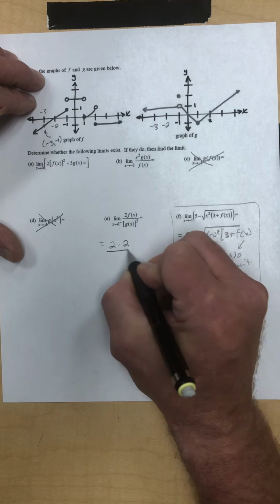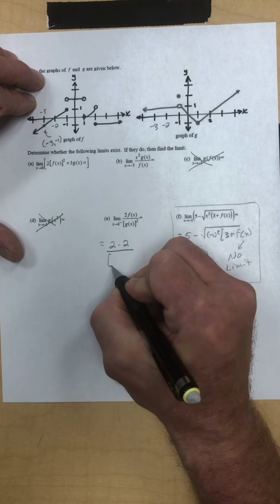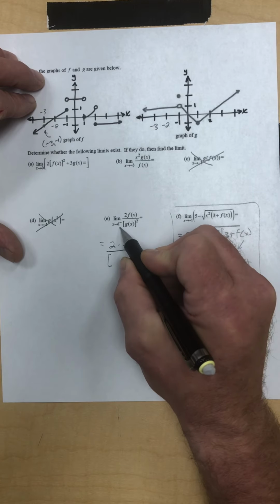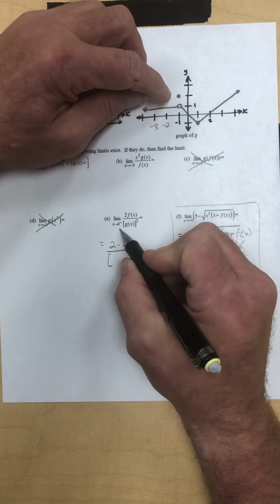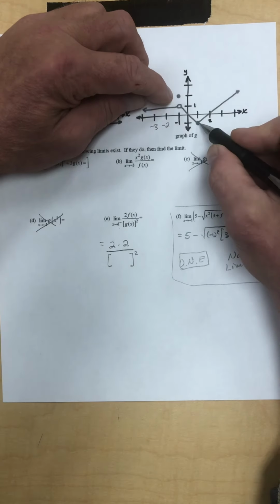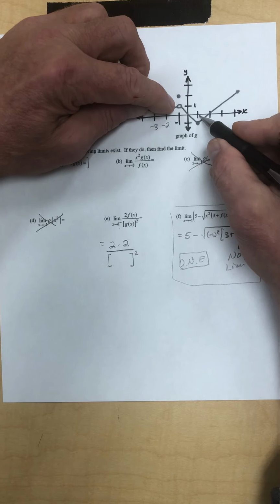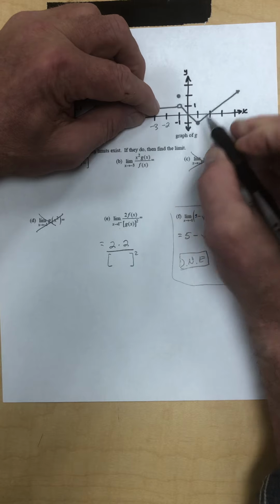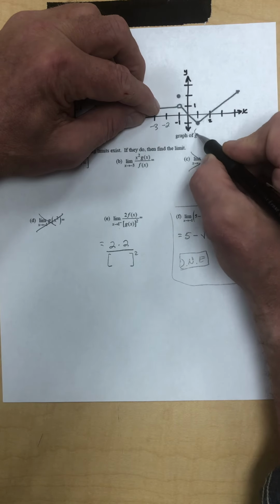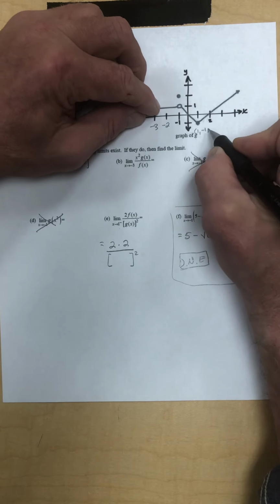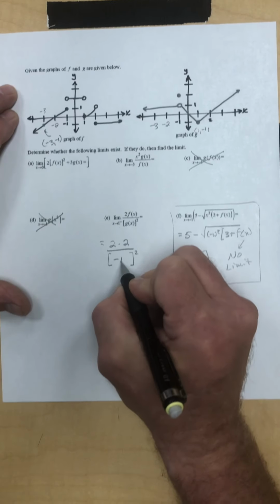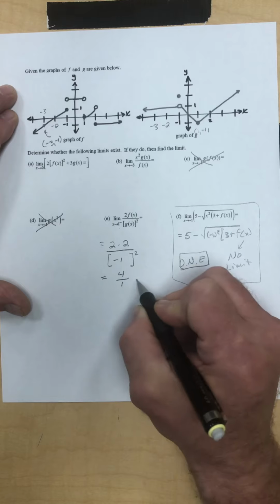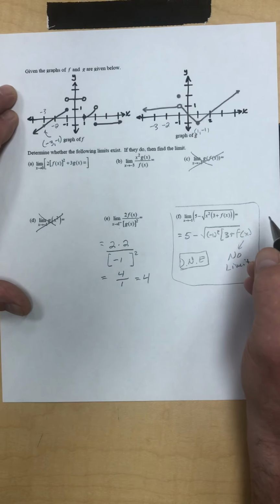And then what's going on with g of x as we approach 1 from the left? Here is our 1 right here, and we're approaching from the left, so we're coming in this way. Notice your y values are going down to -1. So that would be -1. So we would get 4 over 1, which just gives us 4.